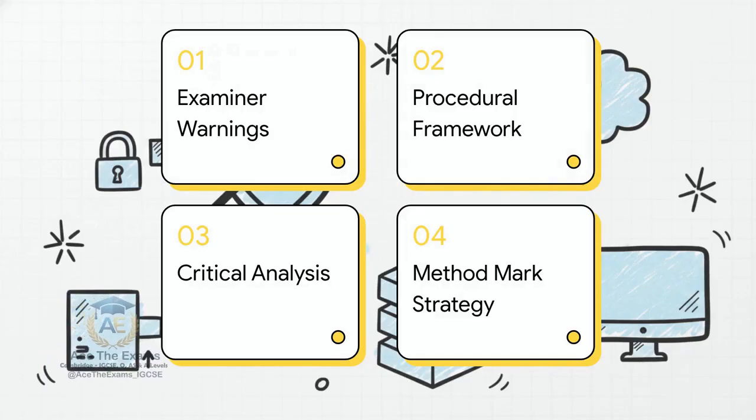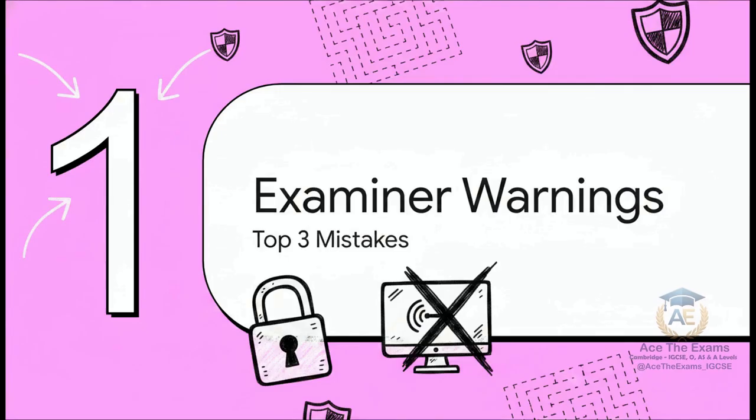Here is our agenda for this explainer. We've got Section 1, the top 3 examiner warnings. Section 2, the procedural framework. Section 3, critical analysis and evaluation. And finally, Section 4, the method mark strategy. We're going to break down these 4 logical steps to ensure you build an absolute powerhouse of a strategy for your exam. Okay, let's move right into our first section, top 3 examiner warnings.